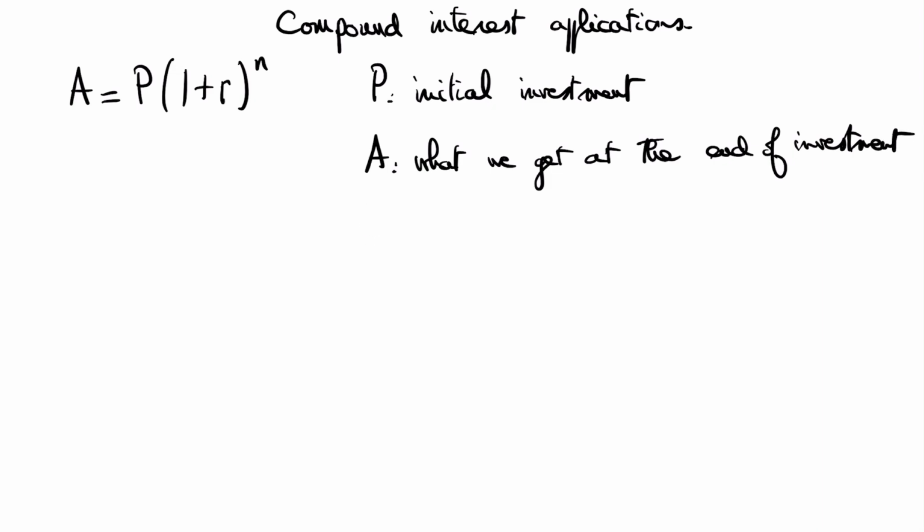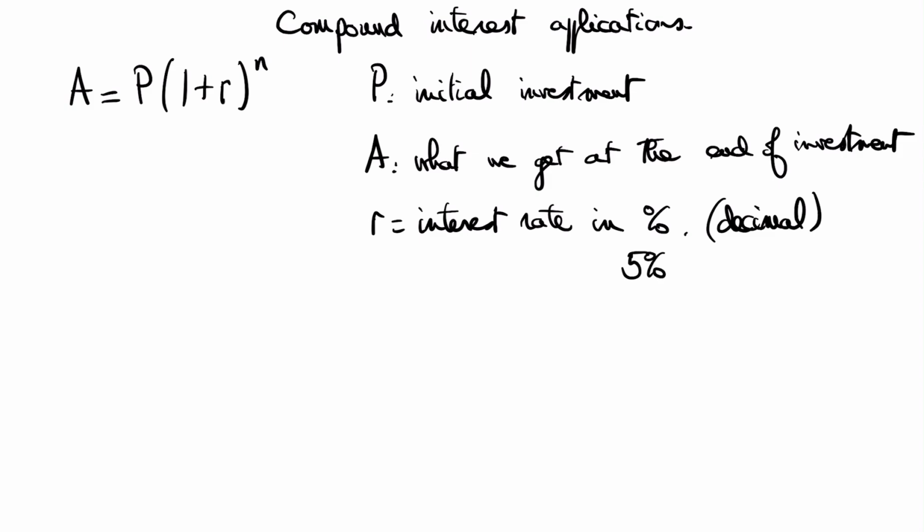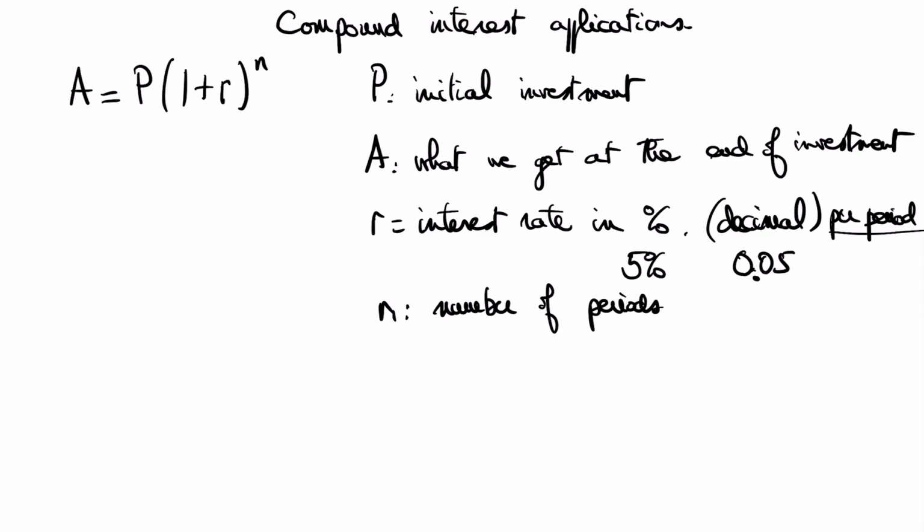Then R is the interest rate in percent, but as a decimal, so it's written as a decimal. So that means that 5%, for example, would be 0.05. And the interest rate is per period. Important. And n is the number of periods. Right.